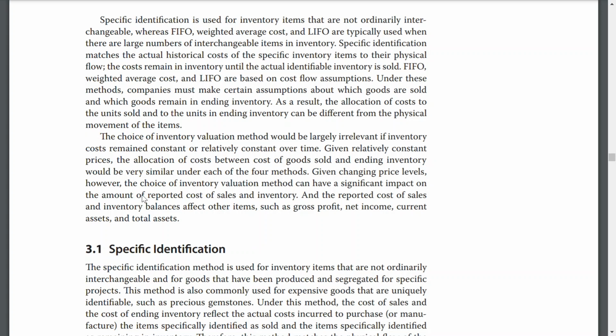Specific identification matches the actual historical cost of the specific inventory item to its physical flow. The cost remains in inventory until the actual identifiable inventory is sold. FIFO, weighted average cost, and LIFO are based on cost flow assumptions. Under these methods, companies must make certain assumptions about which goods are sold and which goods remain in ending inventory. As a result, the allocation of costs to units sold and units in ending inventory can be different from the physical movement of the items.